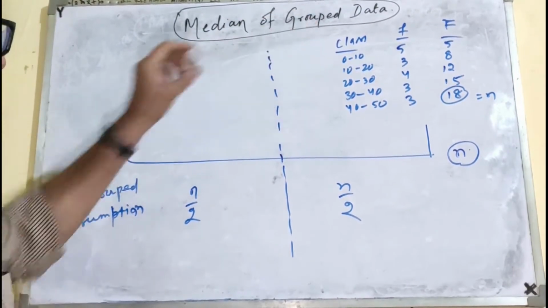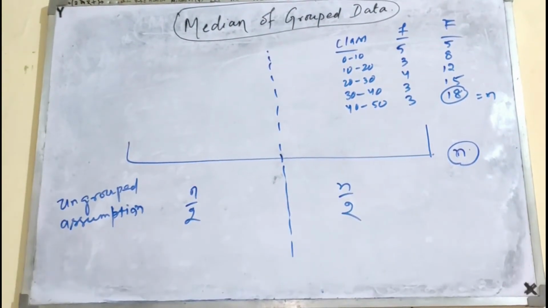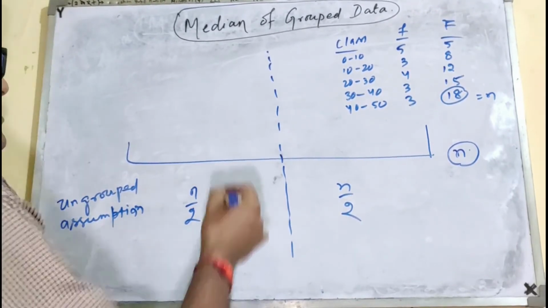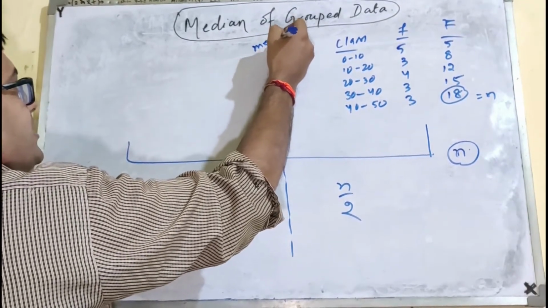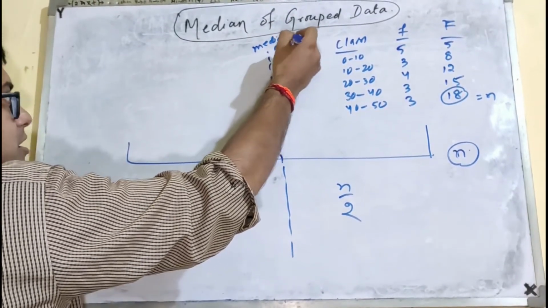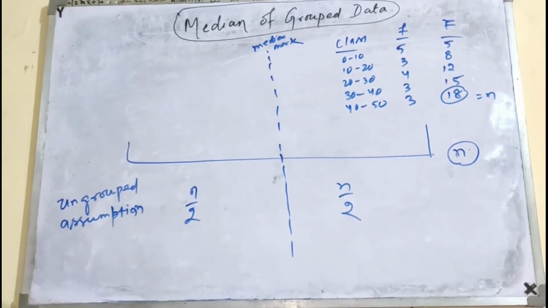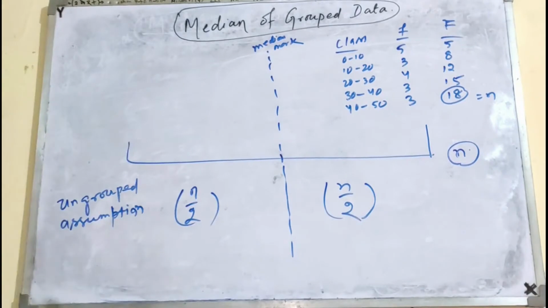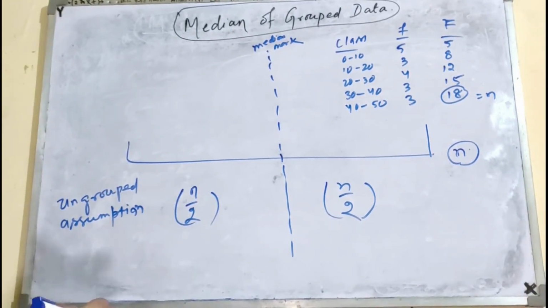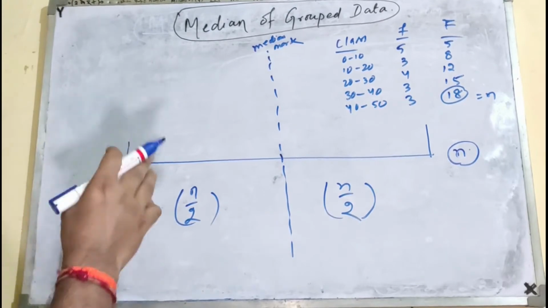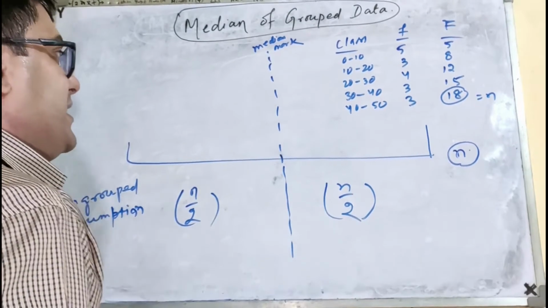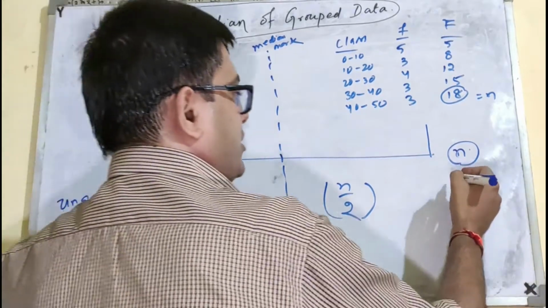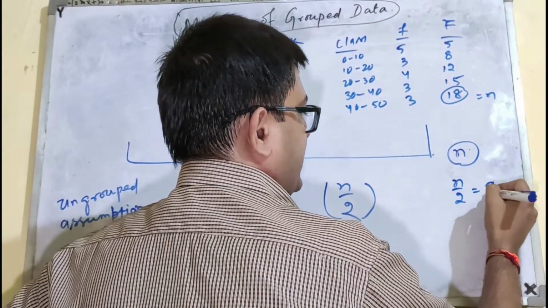Now this is the group data, but this is the assumed ungrouped data, which we are going to use to find the median, and this is the median mark. By definition, it separates the bottom half from the top half in the ordered data set. So n by 2 lie here and n by 2 lie here. Now this median would definitely be somewhere contained in the middle. That means if n is 18, the middle mark comes at around n by 2, which is 9.